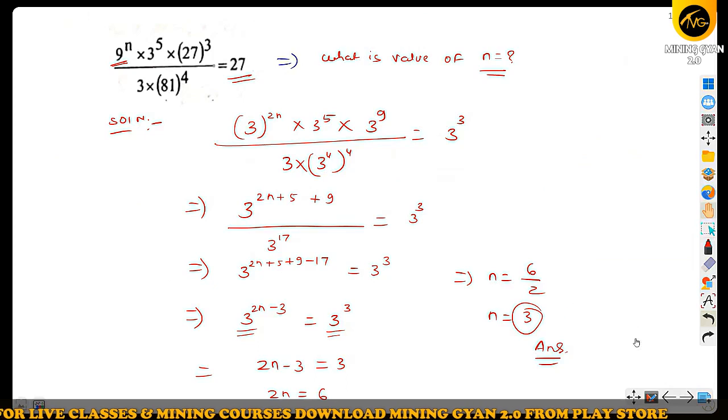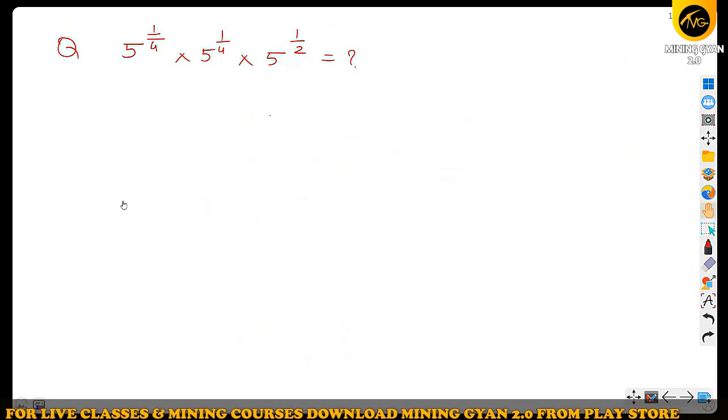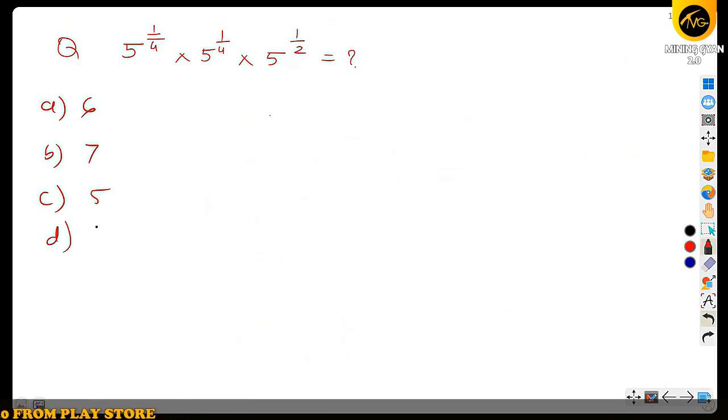Okay, let's do another form of example. This question is 5 power 1 divided by 4 into 5 power 1 divided by 4 into 5 power 1 divided by 2. So what is the answer of this question? Okay, do it fast. This is a basic question. We have already done this type of question in the last session. The options available are A is 6, B is 7, C is 5, and D is 10.